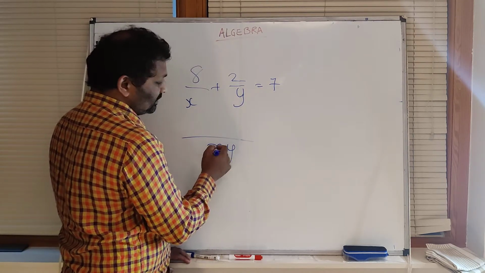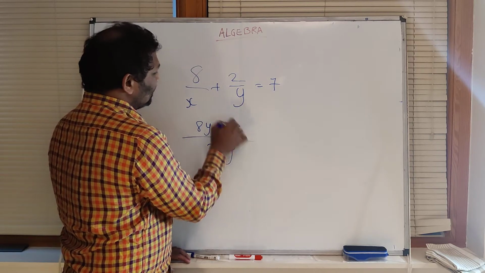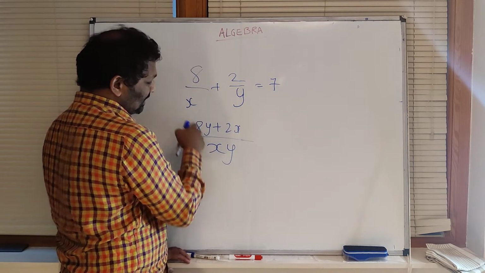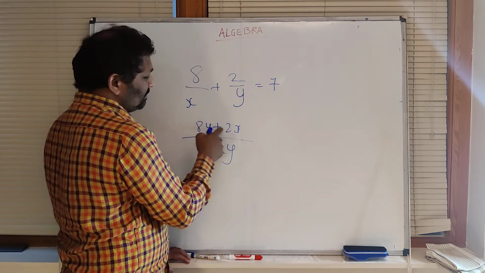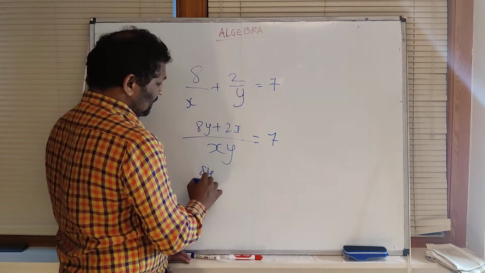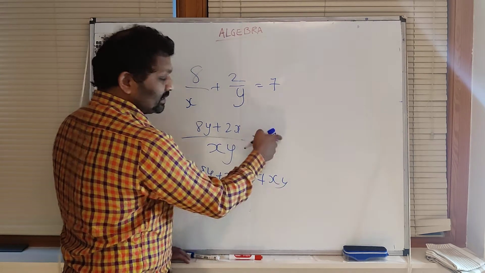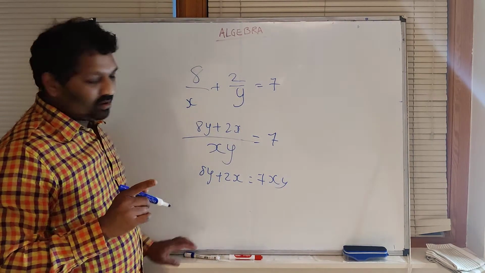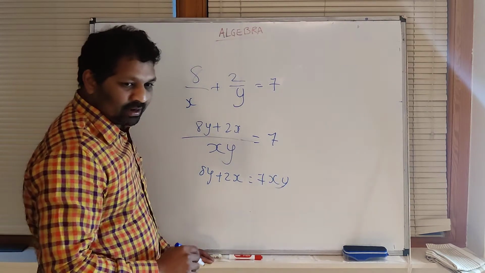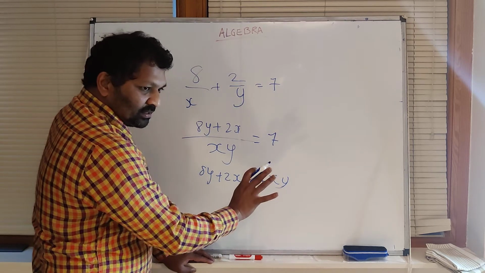On the denominator we have the LCM of x and y, which is xy. 8y plus 2x is equal to 7xy. Are you able to follow how we got this? 7xy will go to the other side and get multiplied. So we got all the terms we were supposed to get.